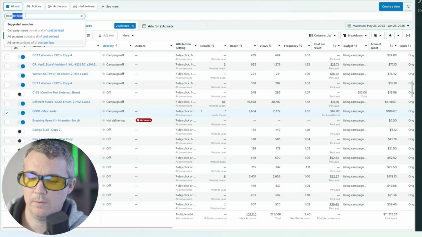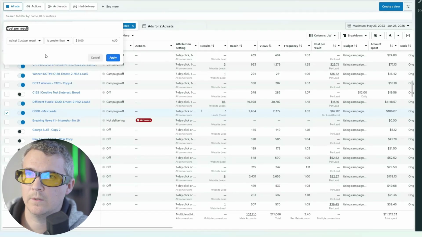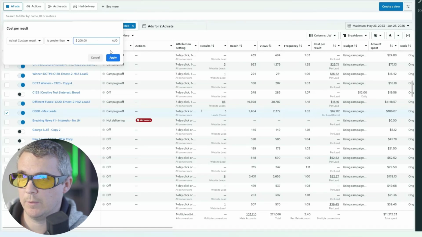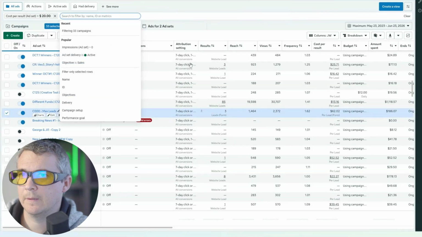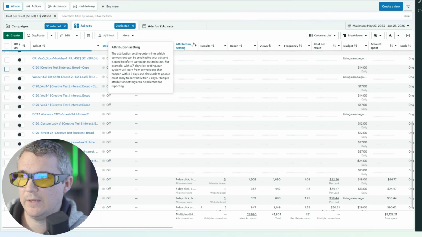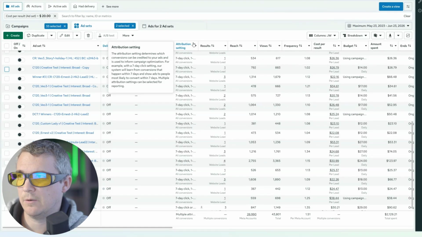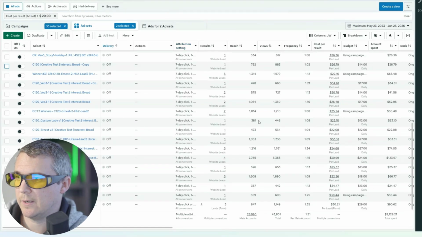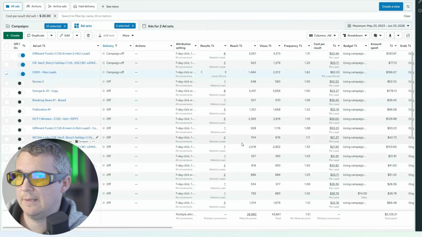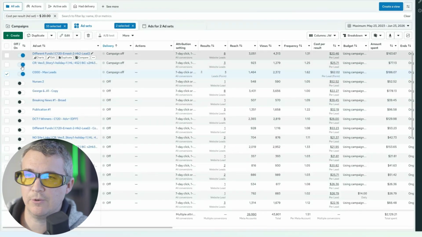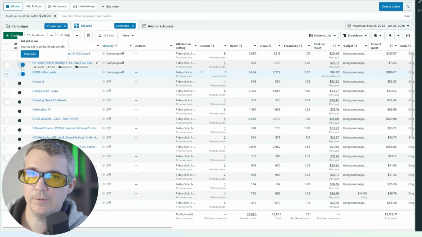Are you kidding me? Okay. I'm just going to go with the result. Cost per result is greater than, I'm going to go with 20 bucks, not 200, just 20 bucks. And that's going to get rid of all the ad sets that are under 20 bucks, right? And we can see them here. There's quite a few.